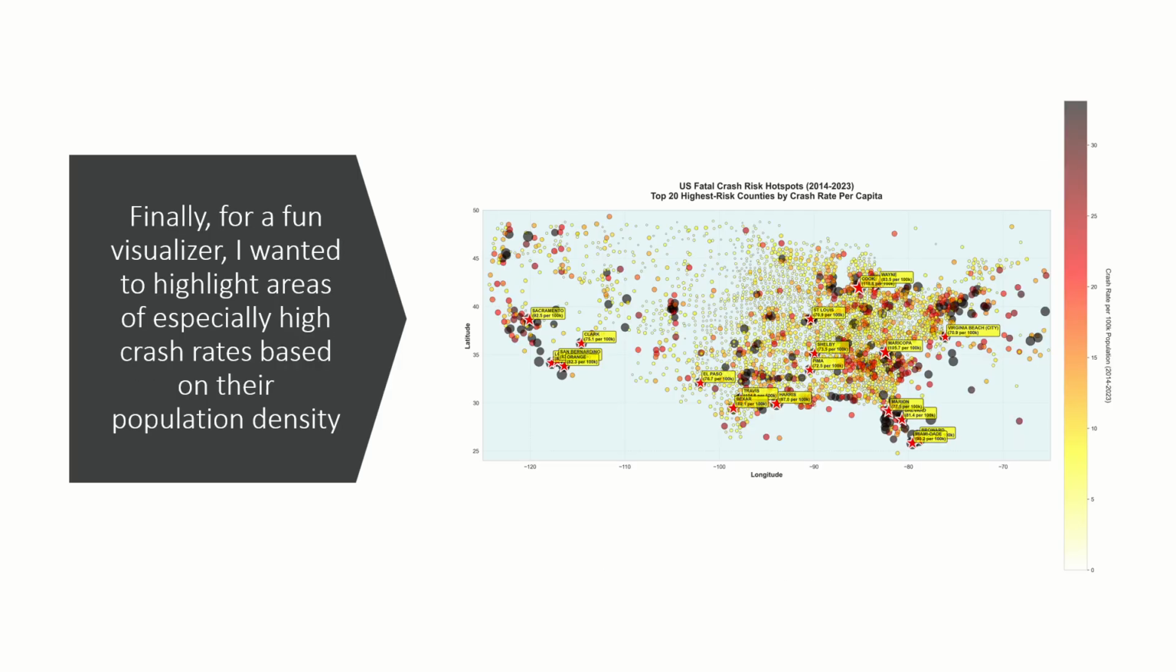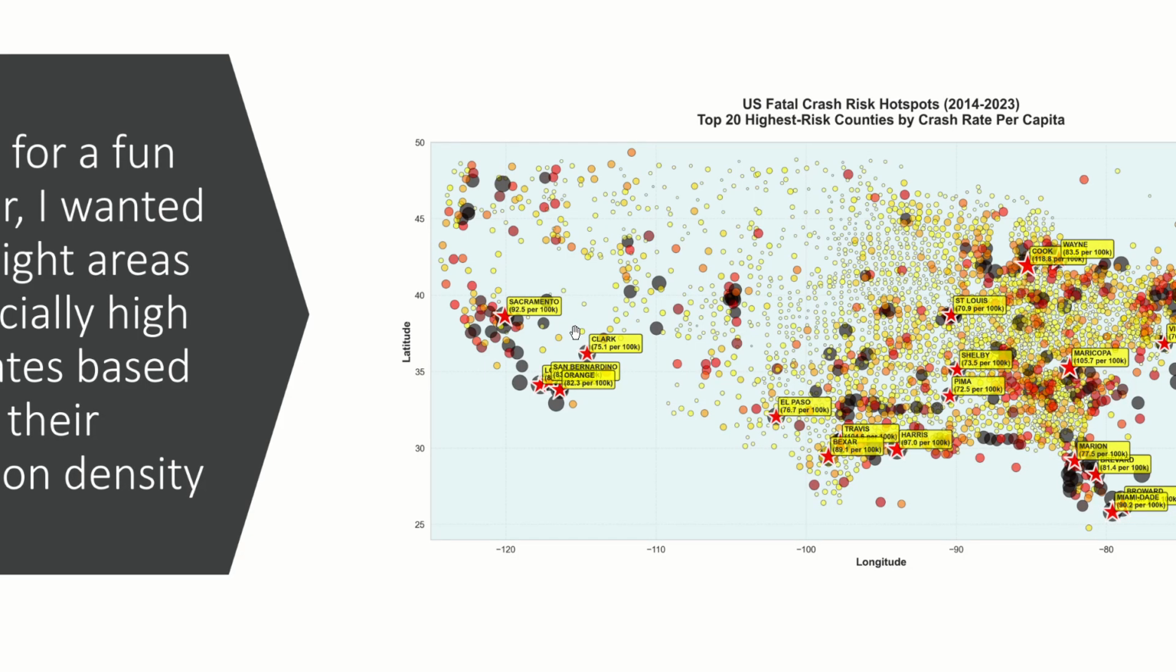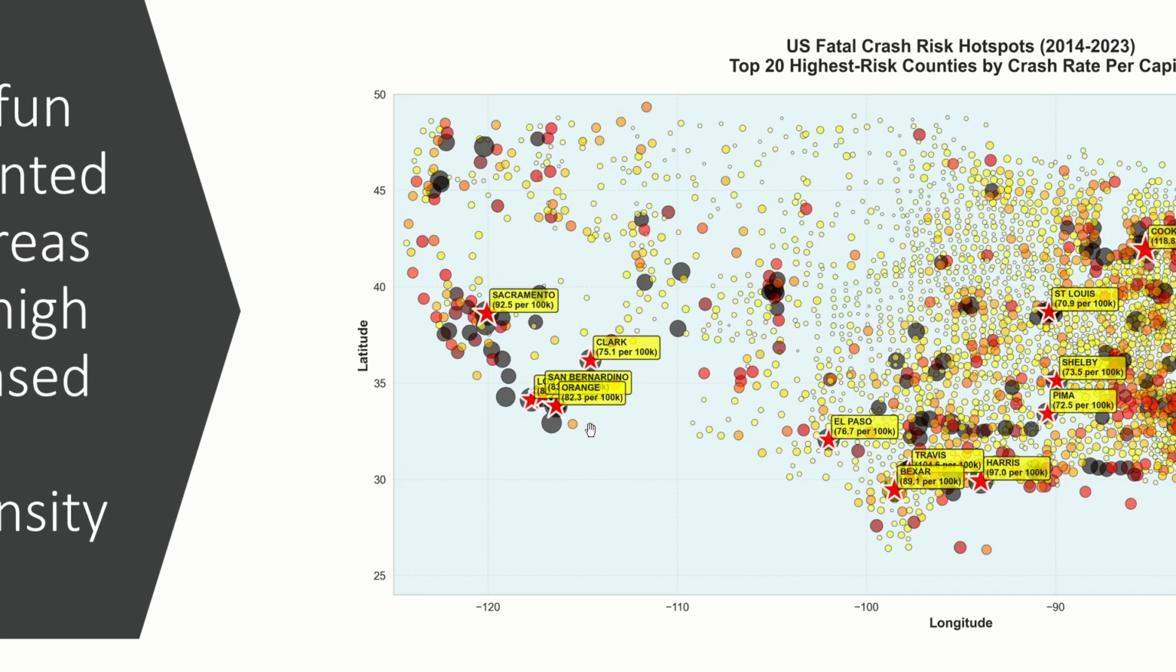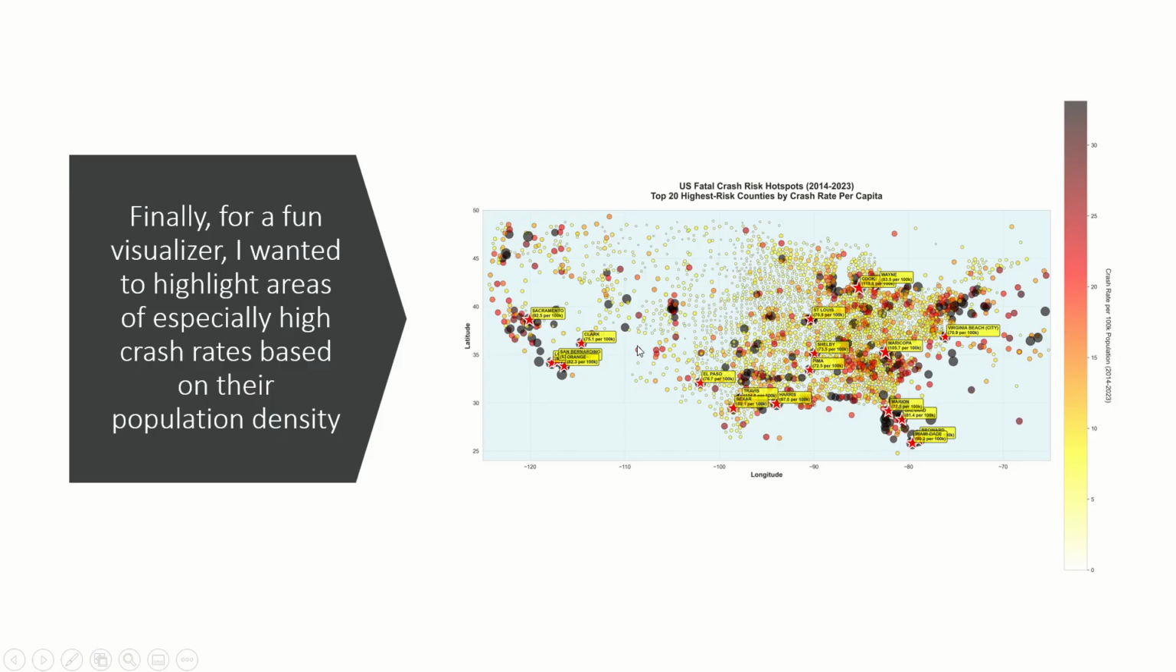This is the final step that I did. This one was pretty fun to make. Basically, I wanted to do a visualizer of the most dangerous areas where we see these risky zones. A couple to point out here. If we look down here, we see that Orange County and San Bernardino are two very high areas for population. It's literally in the top 20 of crash rate per capita.